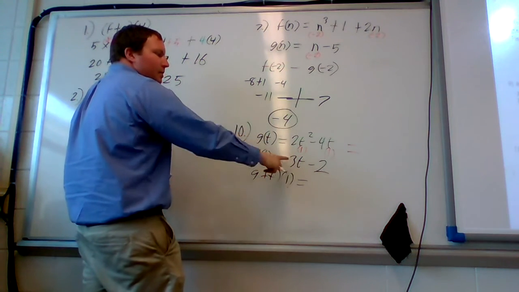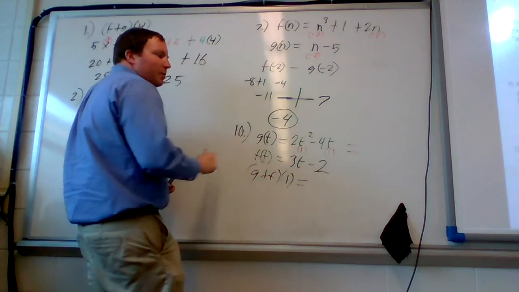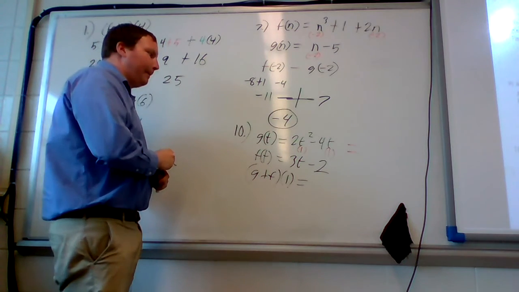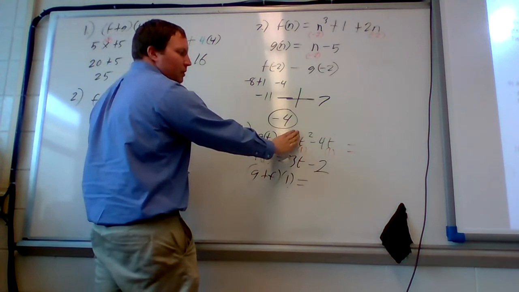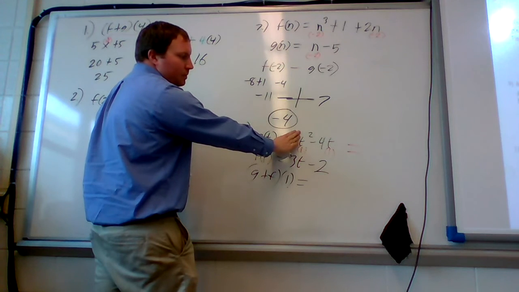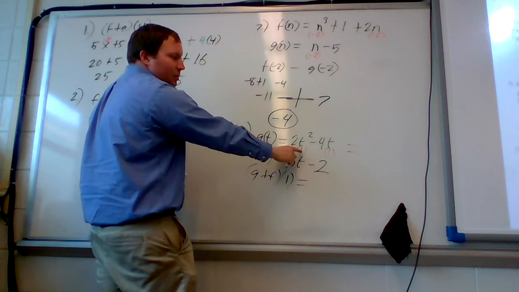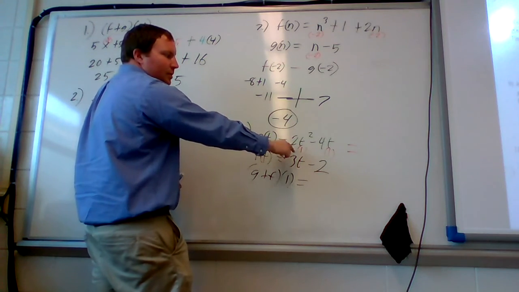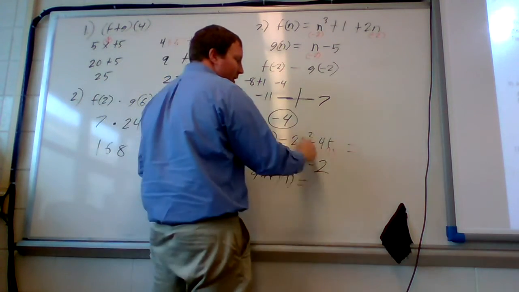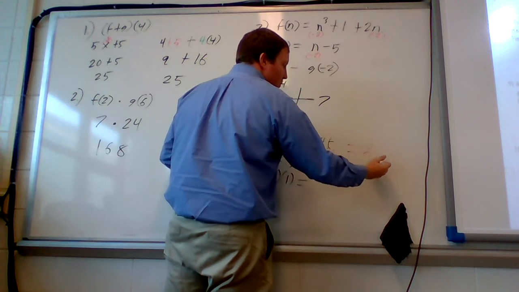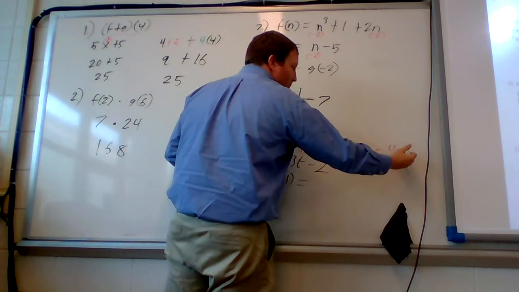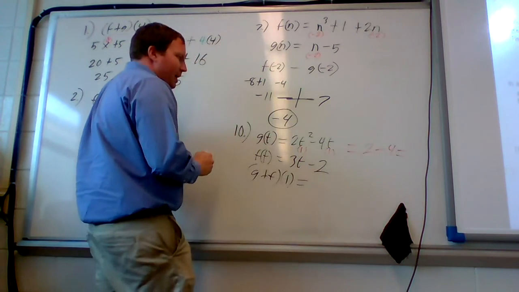If I plug in 1 and I square it, what do I get? You've got to do order of operations. Exponents come before multiplication. So 1 squared is 1, times 2 times 2 is 4, minus 4. That's 0. Wait, 2t squared, so 2 times 1 is 2, and 2 squared is 4, minus 4 is 0... so we get negative 2.